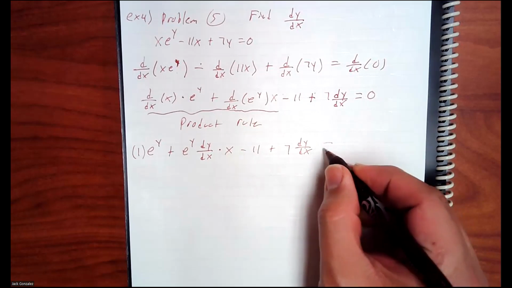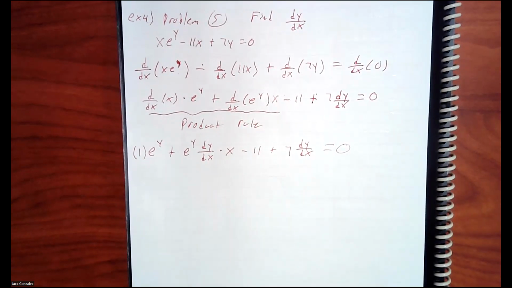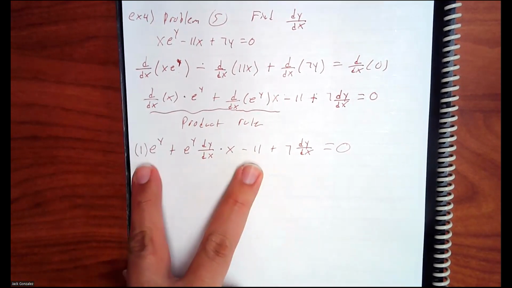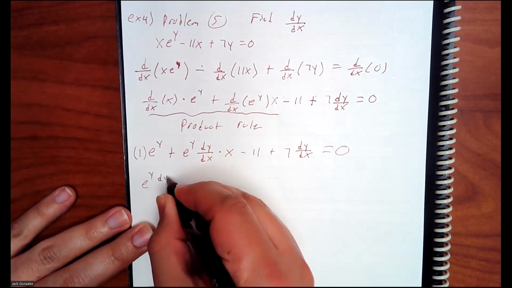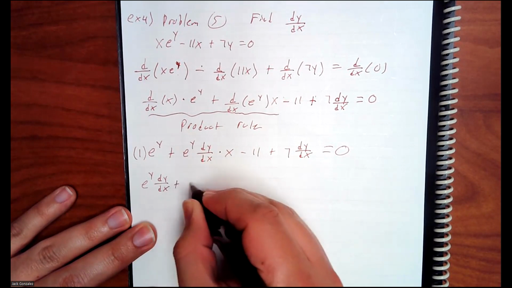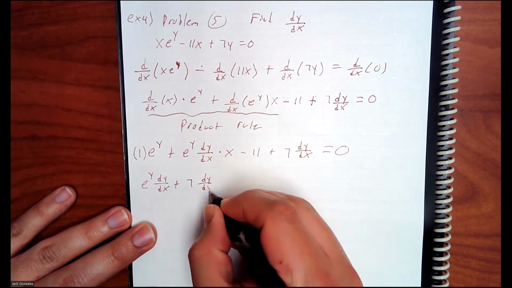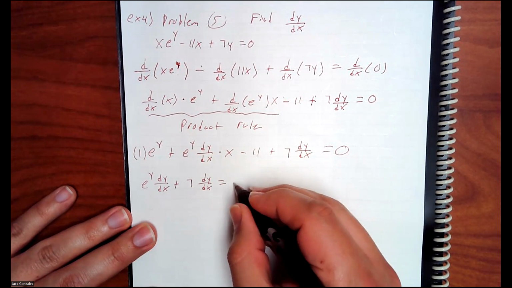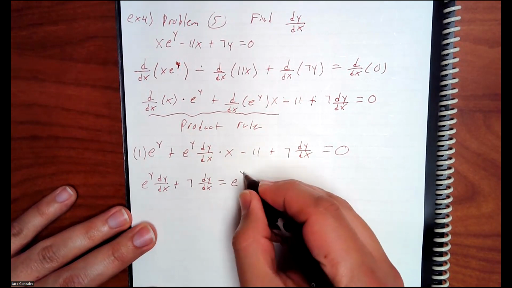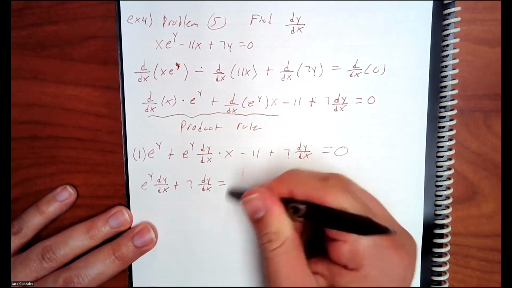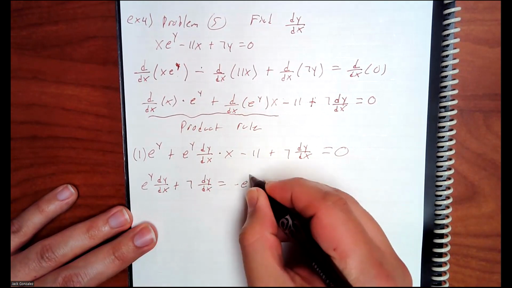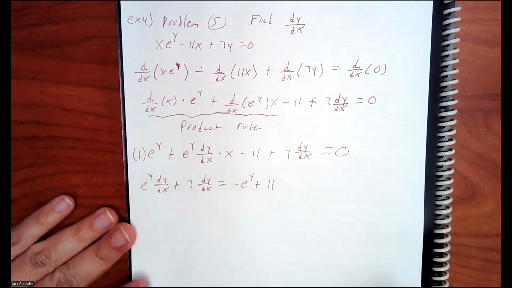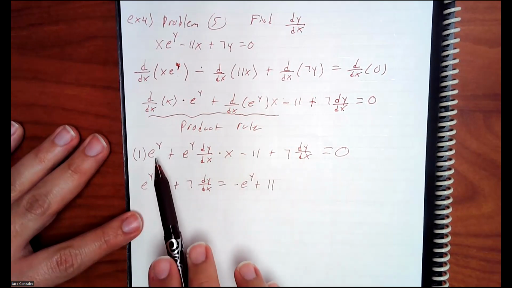Equal to 0, forgot. All right, so at this point, the derivative is done. Isolate these two, move this garbage over. We will have e^y dy/dx plus 7 dy/dx equal to e^y, actually, minus... plus 11. Move the 11 over, move this guy over.